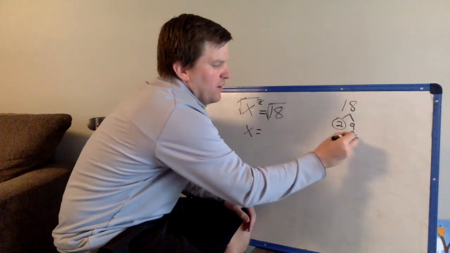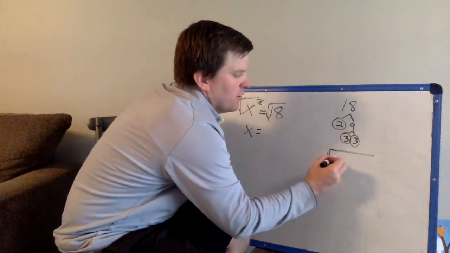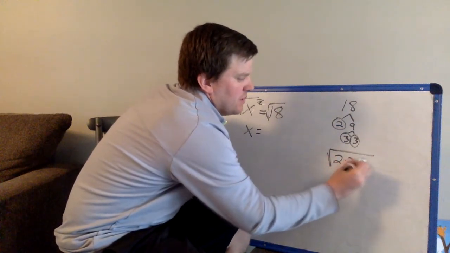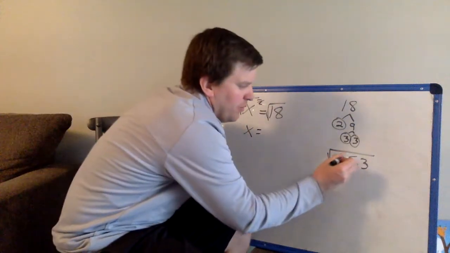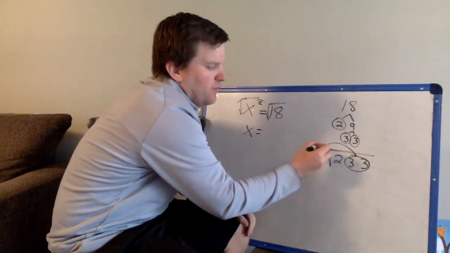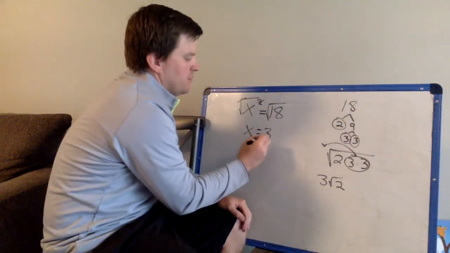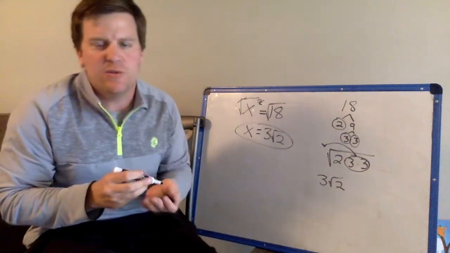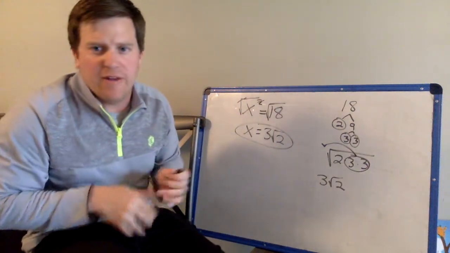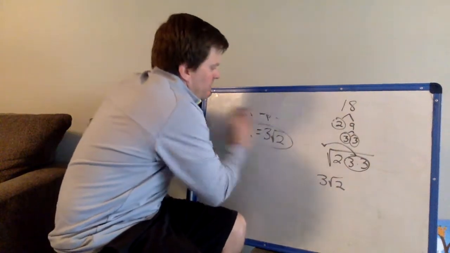Okay, remember we're simplifying this radical. We're circling our prime numbers. We're writing them out under the square root. 2 times 3 times 3, and we circled pairs, right? For every partner we circle, 1 comes out front. So we have 3 radical 2 as our simplified answer. Okay, don't leave it as radical 18. Make sure we simplify that radical there. Okay? Next one.